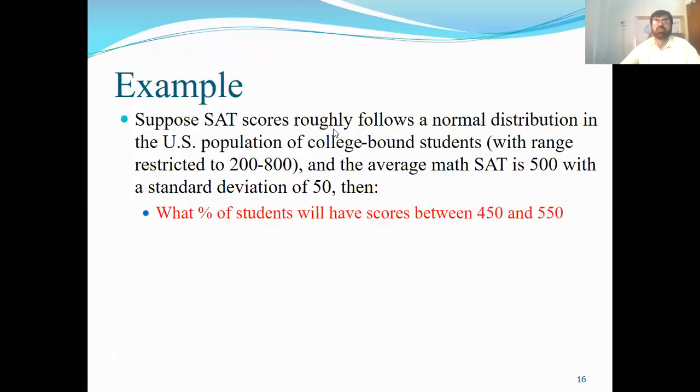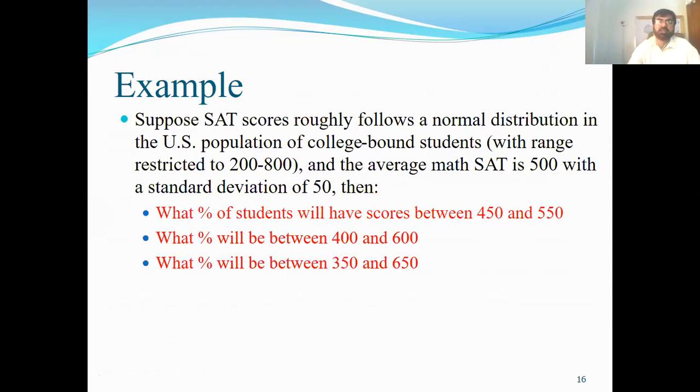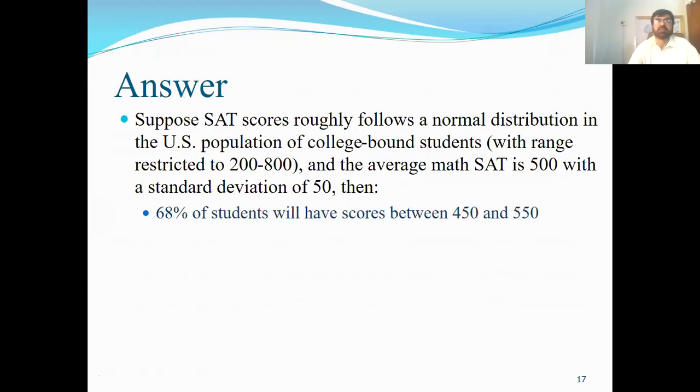Example: suppose SAT scores roughly follow a normal distribution for the US population of college-bound students, with range restricted to 200 and 800, and the average math SAT is 500 with a standard deviation of 50. Then what percent of students will have scores between 450 and 550? And what percent will be between 400 and 600, and between 350 and 650? 68% of students will have scores between 450 and 550. How?